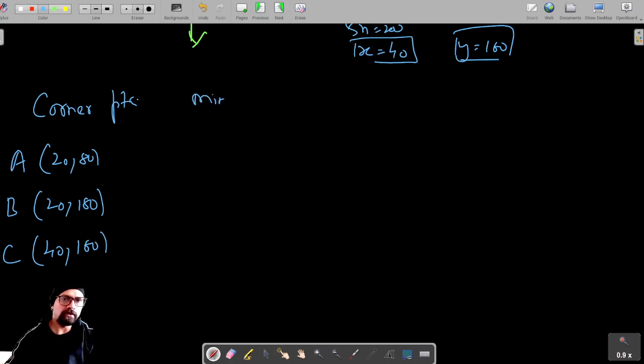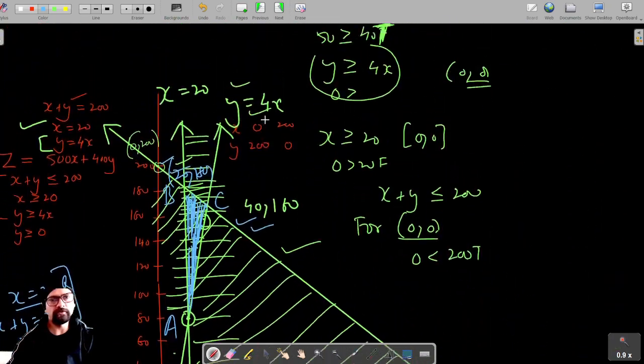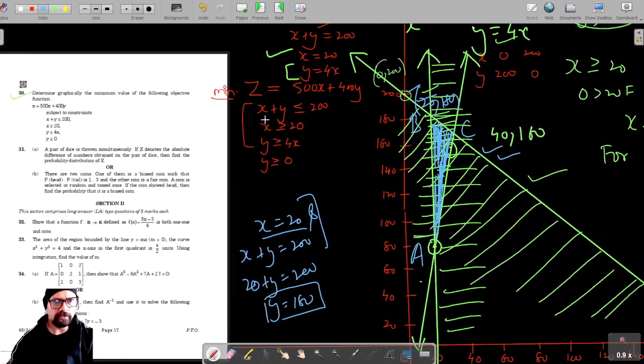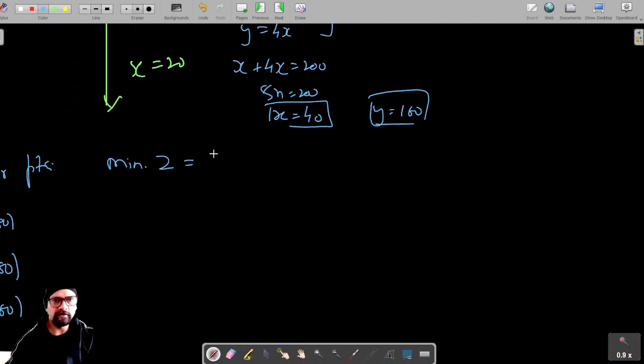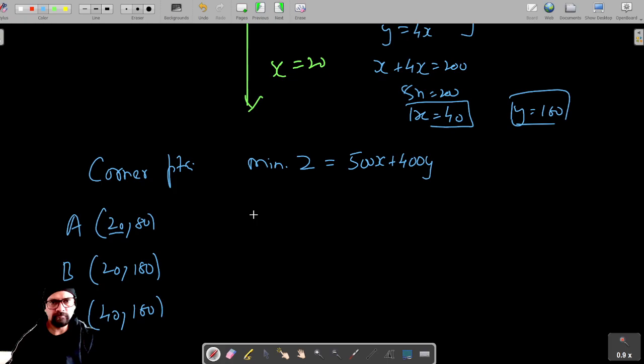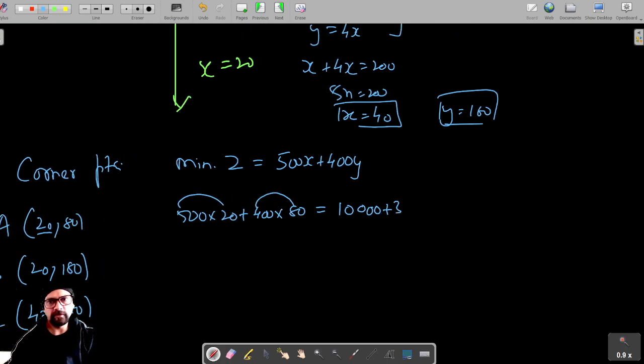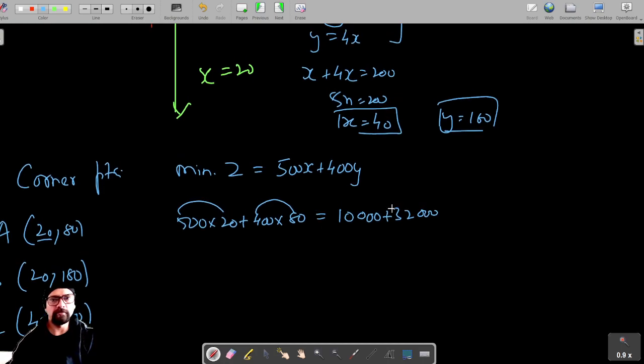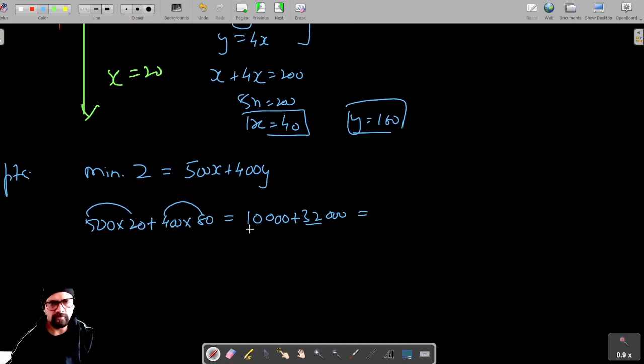And let's try to get the minimum z. Minimum z was 500x plus 400y. So this is 500 into 20 plus 400 into 80, which gives 5 twos are 10, so 10,000, plus 8 fours are 32, so 32,000. So which gives us 32 plus 10 is 42,000.